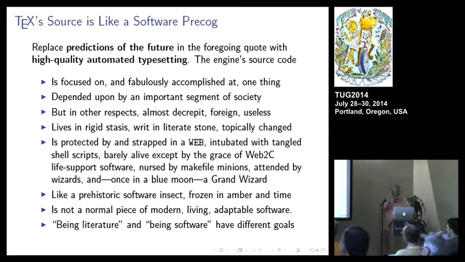And the image that comes to my mind is a prehistoric software insect that's caught in, not a web, but a big glob of clear amber. And you can look in and you can see how beautiful it is, and you can understand sort of what it is, but it's a fossil. It's not living, it's not an adaptable piece of software. And the reason is because software is not literature. Software is software, and my goal here is to tell you what I'm doing, at least personally, to invert the world that you guys are used to.